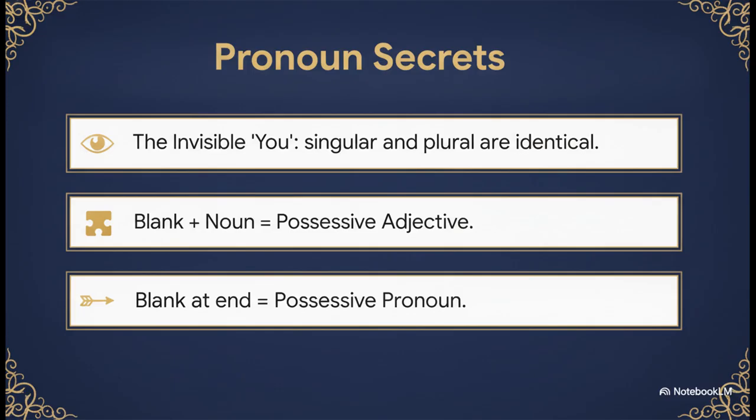But the second tip? Oh, it is a brilliant strategy, especially if you're taking an exam or writing an important email. I call it the power of elimination. If you have a blank space followed immediately by a noun, you can be 100% sure you need a possessive adjective, like my or your. But if that blank space is sitting all alone at the very end of the sentence, boom, possessive pronoun. Mine, yours, ours, it literally works every single time.